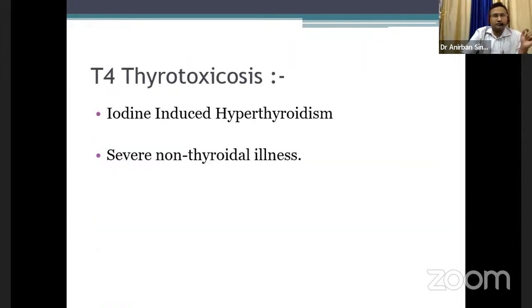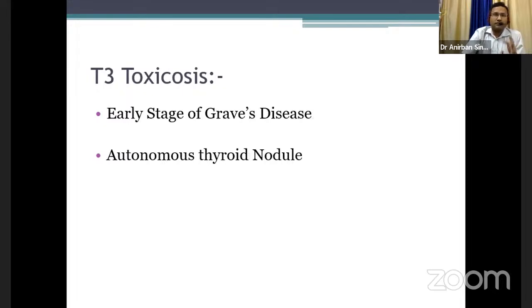T4 toxicosis may be iodine-induced hyperthyroidism, when the patient is on excess thyroid hormone. Only the T4 levels are in excess, but the free thyroid hormone, that is the T3, is not elevated. And T3 toxicosis is a presentation of early stage disease or maybe autonomous thyroid nodules.